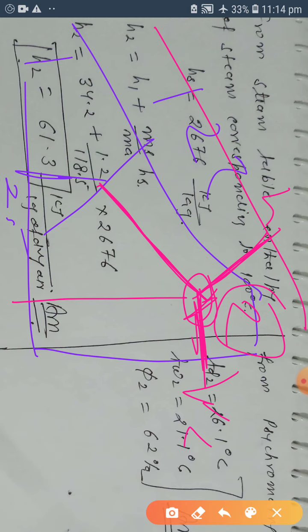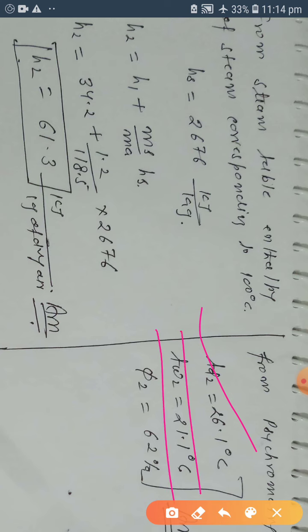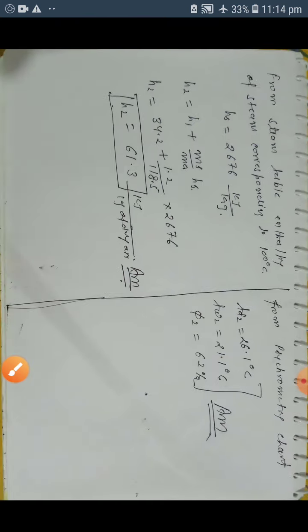From point 2 you may calculate the dry bulb temperature, all the things you may calculate. No need to tell you. So from W2 you may calculate the dry bulb temperature, wet bulb temperature and relative humidity. So this is a very simple numerical based on heating and humidification.